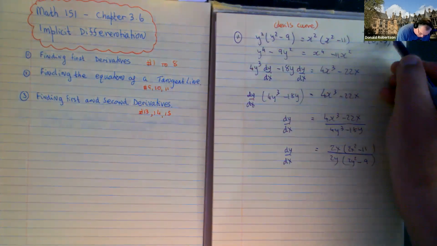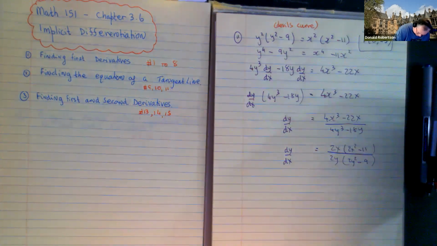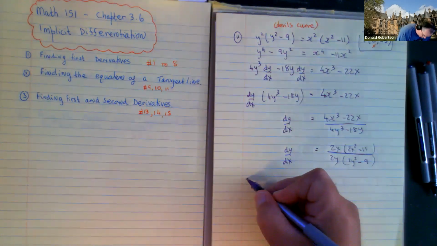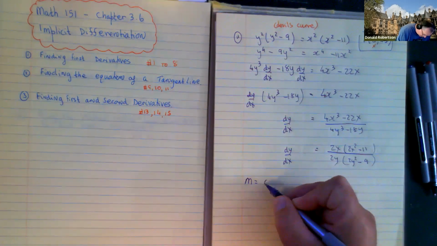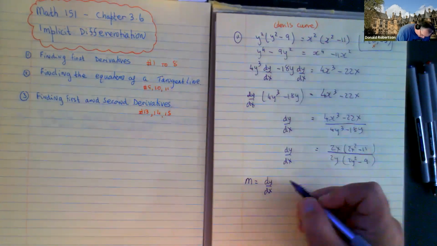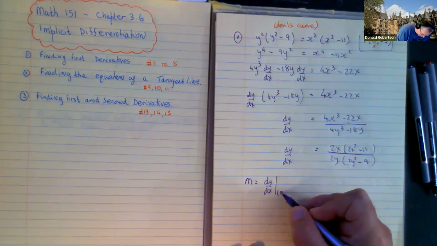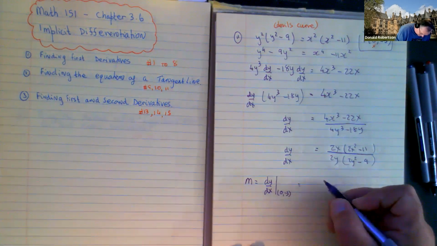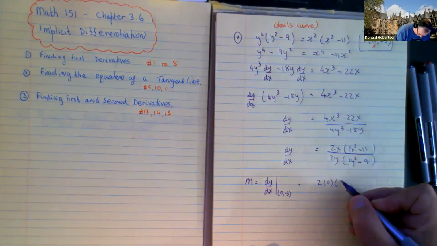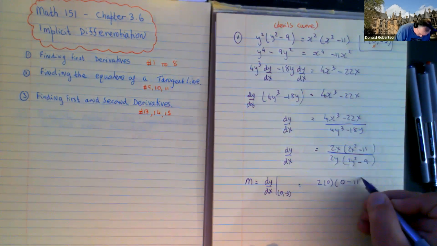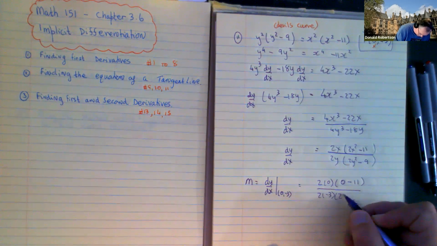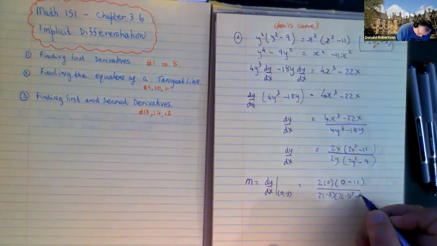Right, we're after the equation of a tangent line at that point. So the x coordinate is going to be 0. So the slope of the tangent line, well, I should say x and y coordinate in this case, is going to be at the point 0, negative 3. So that's 2 lots of 0, 0 take away 11, over 2 lots of negative 3 squared, take away 9.